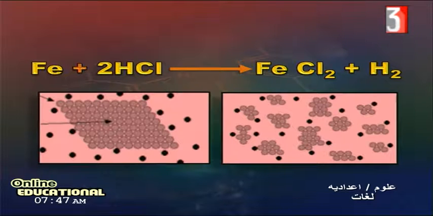In the first image, we can see the cube of iron, but in the second image we can see the iron filing exposed to the acid, so the iron filing will react faster than the cube of iron.